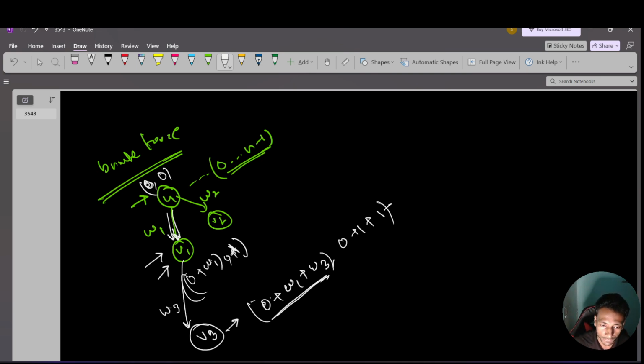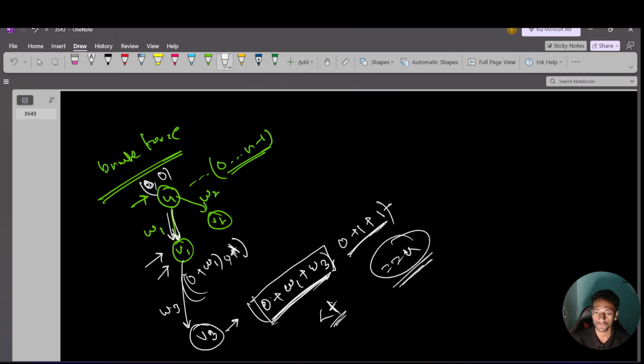So I will check that if the sum of the nodes is less than t, and also the number of edges I have used is equal to k, then this is one possible answer. So I will store this. I'll compare whatever sum of the weight I have with the global answer variable.